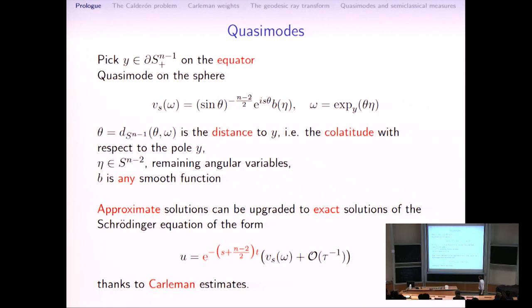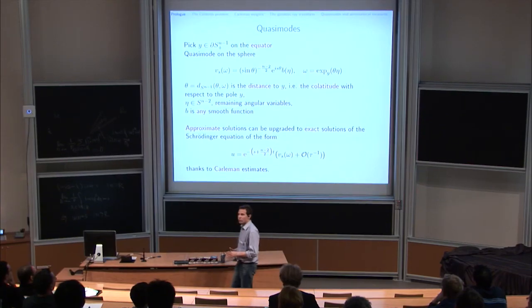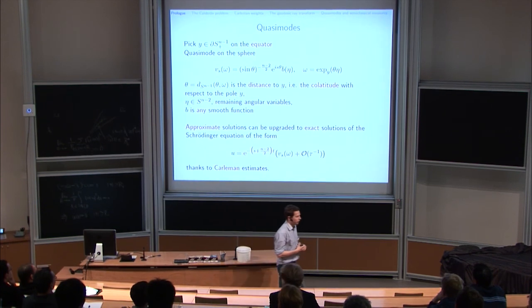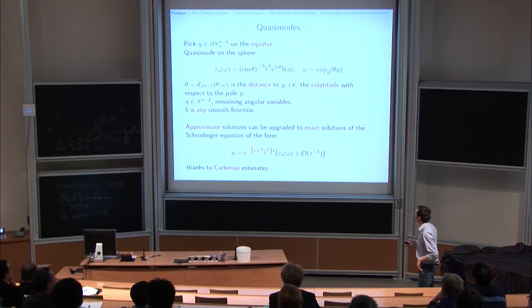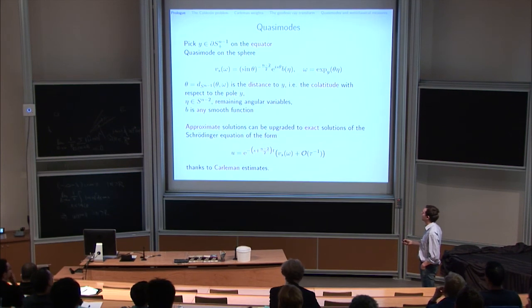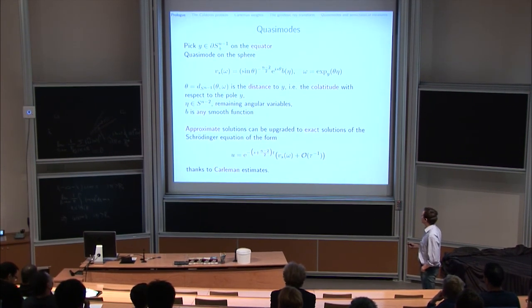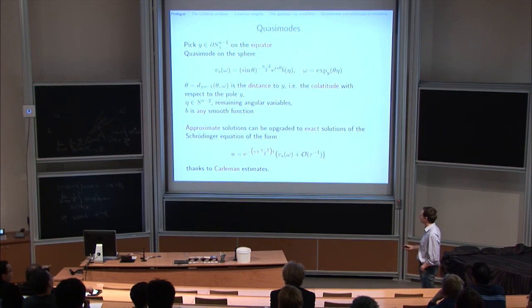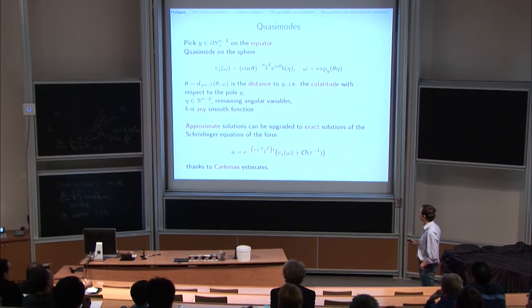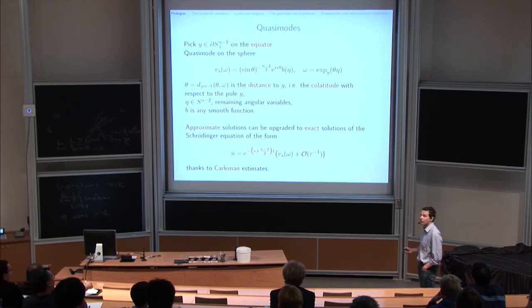Okay, so once you have approximate solutions, they can actually be upgraded to exact solutions, and I will talk a little bit about that. And this is due to a priori estimates that you can have on the Schrödinger equation, and these are known as Carleman estimates. So you think of your Schrödinger equation as a perturbation, where the potential is small when the frequency parameter tau is large. So you can construct exact solutions of the Schrödinger equation of this form, plus something which is small with respect to tau.